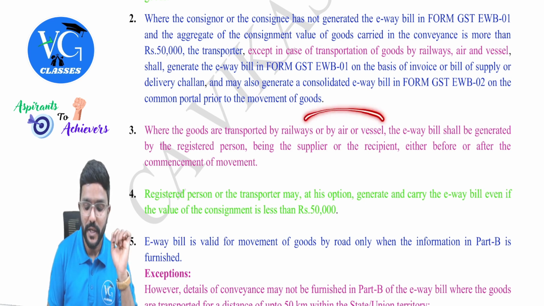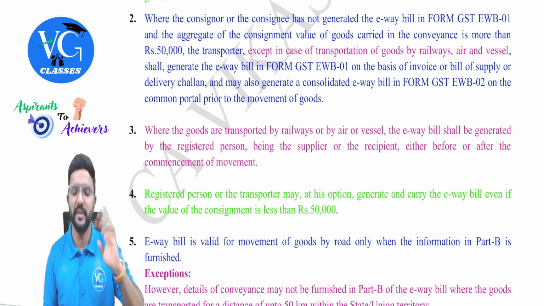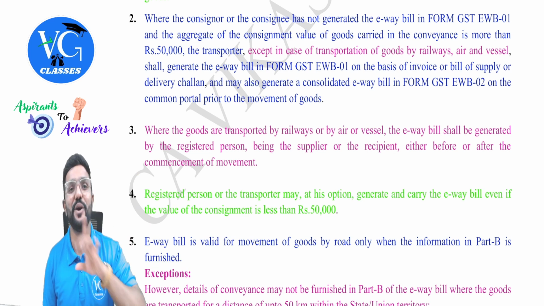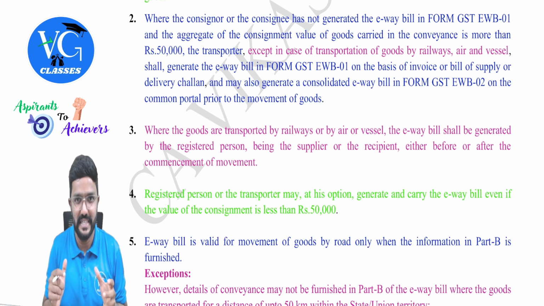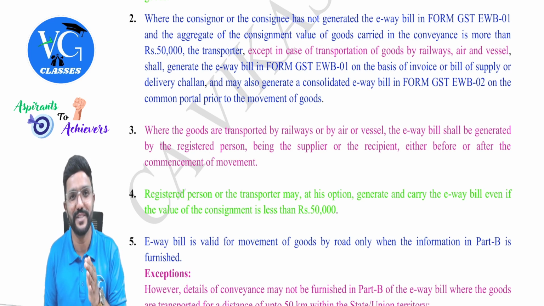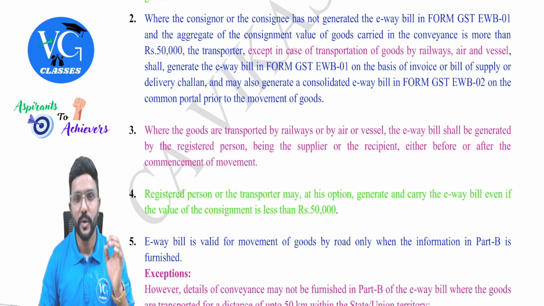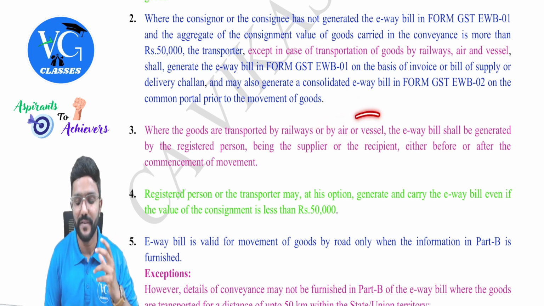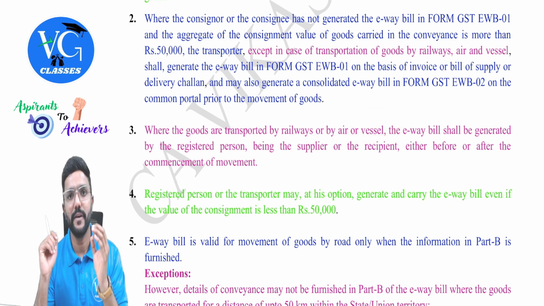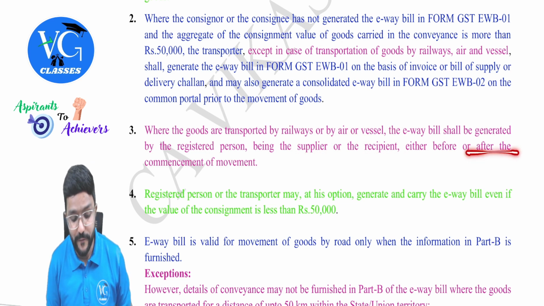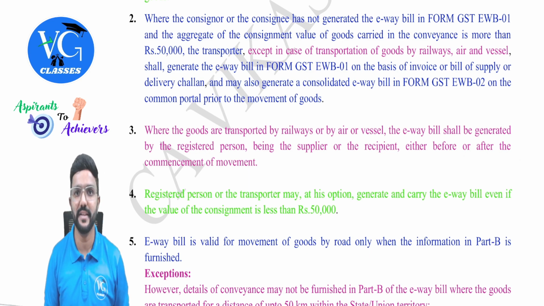Sir, with respect to this, even after the movement starts, can we generate an e-way bill? Yes. If it is transportation of goods by road, before the movement starts you have to generate the e-way bill. Movement of goods means obviously goods will move in a vehicle, so before the vehicle movement starts, we have to generate the e-way bill. Whereas here, if the transportation is through railways, air, that is flight, or vessel, that is ship, then the e-way bill has to be generated either by the supplier or recipient before or even after the commencement of movement. Here that benefit is given.